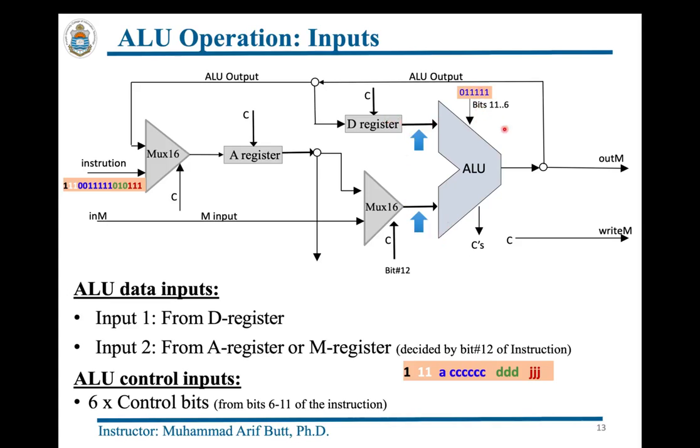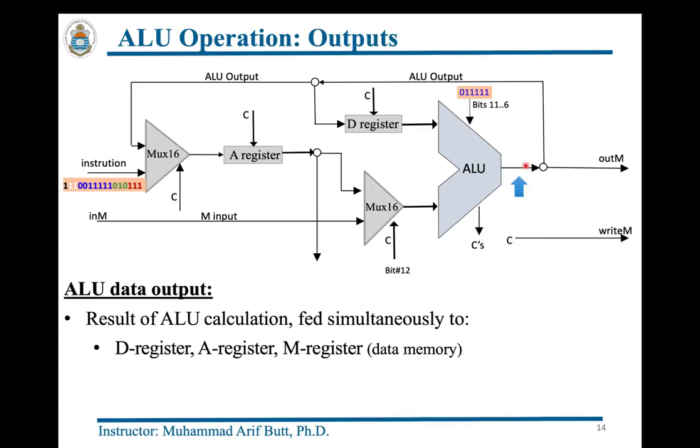Okay, now we have the 2 inputs to the ALU, and we know the operation that the ALU needs to perform, and we also have the output. And the next question is, this output needs to be written where? Well, dear students, the output of the ALU is simultaneously fed into 3 different destinations. The first destination is this D register. The second destination is this A register, and of course the third destination is outside this chip, to the memory. So the ALU output is fanned out into 3 different places, knocking on 3 different doors.